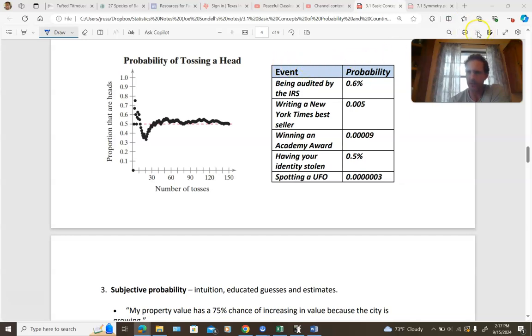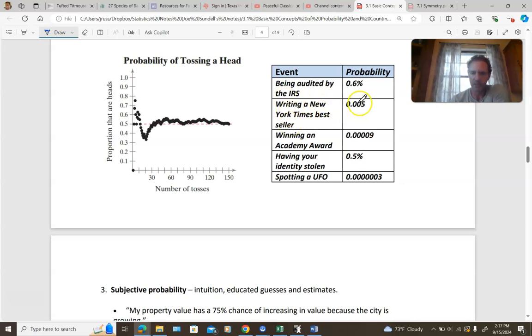I included this because I thought it was kind of interesting. What we have here is some different events and their associated probabilities. So being audited by the IRS, you have a 0.6% chance of being audited. Now, I will say that you can really only say this for a random person selected. If we're just selecting individuals in a lower income class, then that probability might be different. But for any given random individual, the probability of being audited would be about 0.6%.